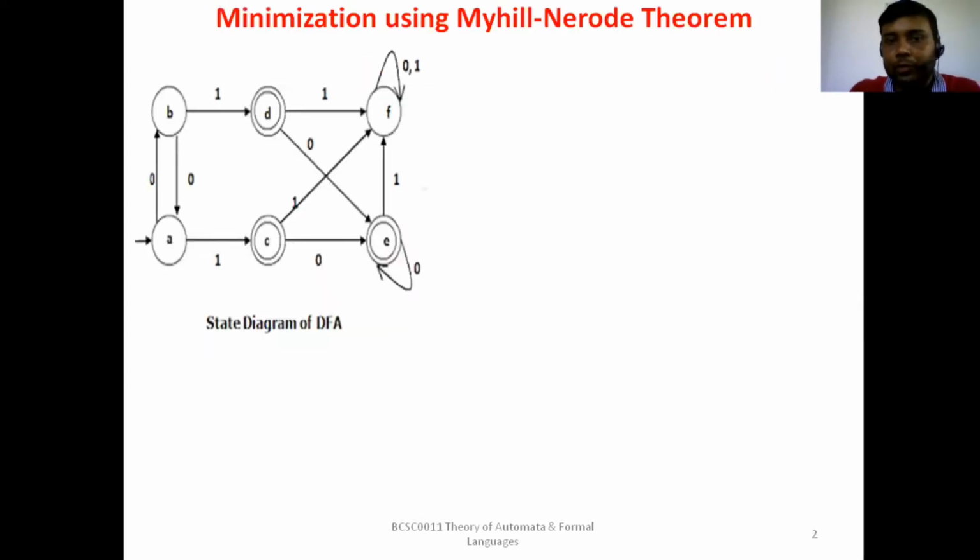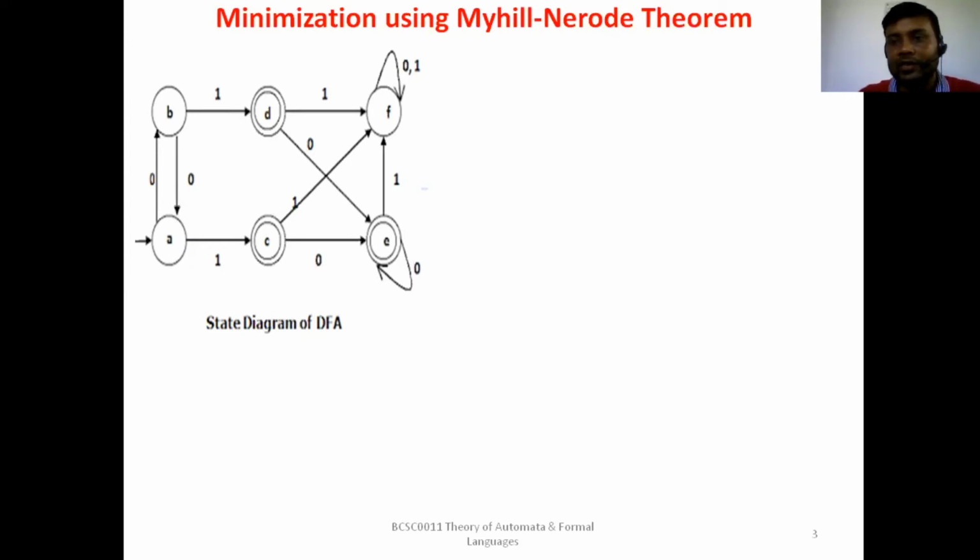Let us say we have to minimize this finite automata having 6 states A, B, C, D, E, F, out of which A is the initial state, and C, D, E, these 3 are final states. The input symbols are 0 and 1. So this is the given DFA and we have to minimize this finite automata.